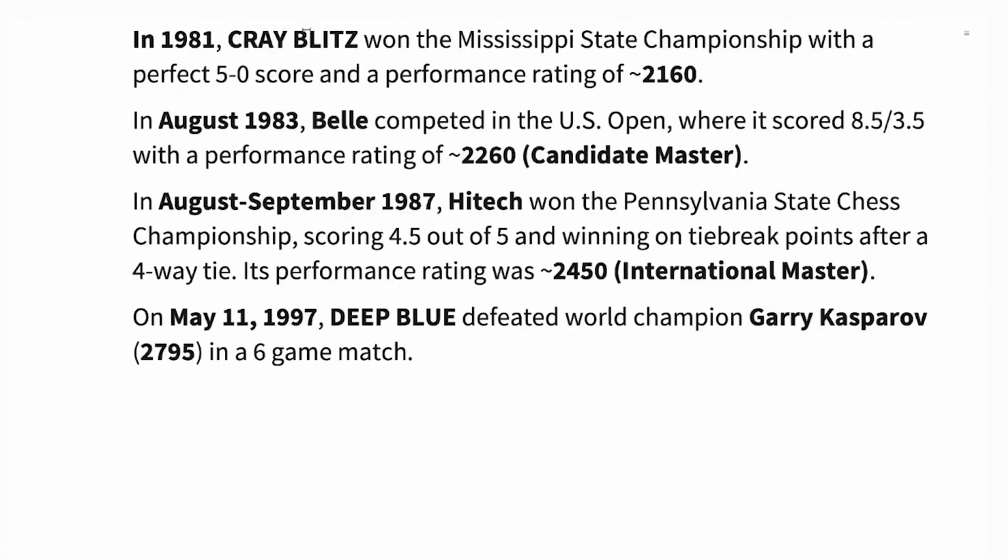Coming down to '81, we have Cray Blitz, winning the Mississippi State Championship, performance rating 2160. '83, Belle, 2260, Candidate Master. '87, HiTech, winning the Pennsylvania State Championship. Performance rating was about 2450, which is an International Master. They're getting very strong. In the historic event in '97, Deep Blue defeating world champion Garry Kasparov, was rated in FIDE ELO at the time at about 2795.